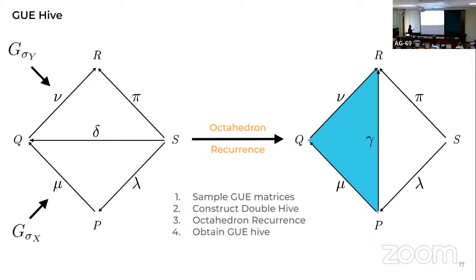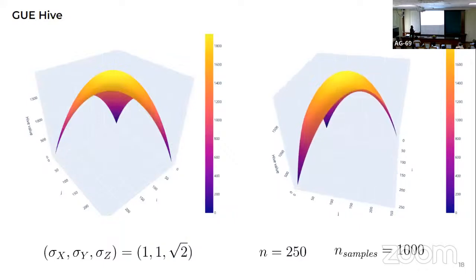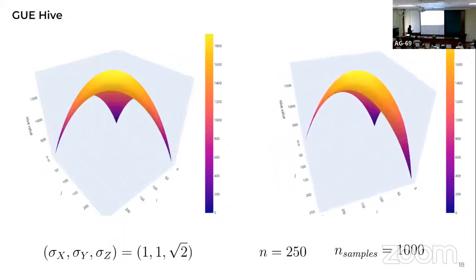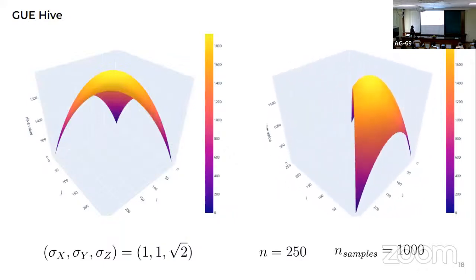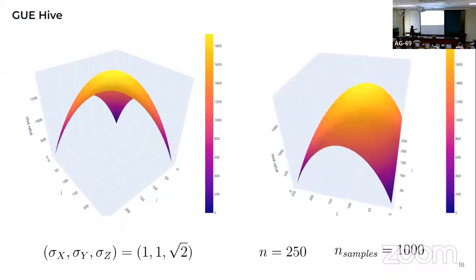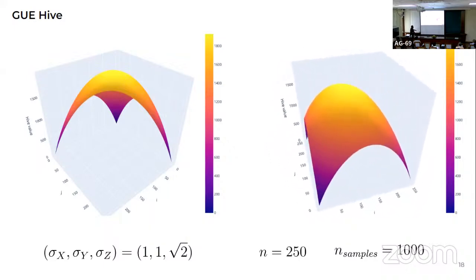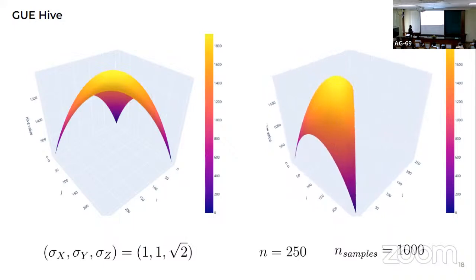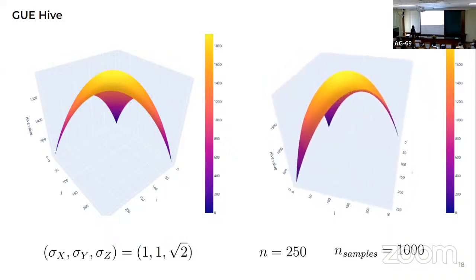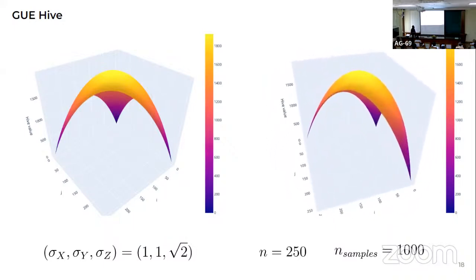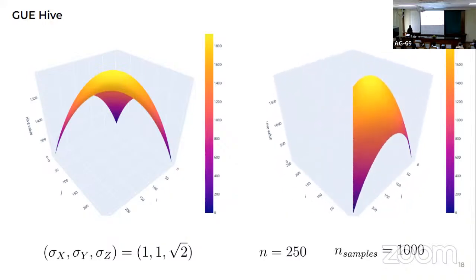Now we are interested in the expected value of the expected surface of a GV hive. So we run this process a large number of times and take the average of them, and we get this surface. So here sigma x and sigma y are both 1, and they are related by the Pythagorean theorem, so the third side is root 2. We take n equal to 250, and there are 1000 samples we use to average this.